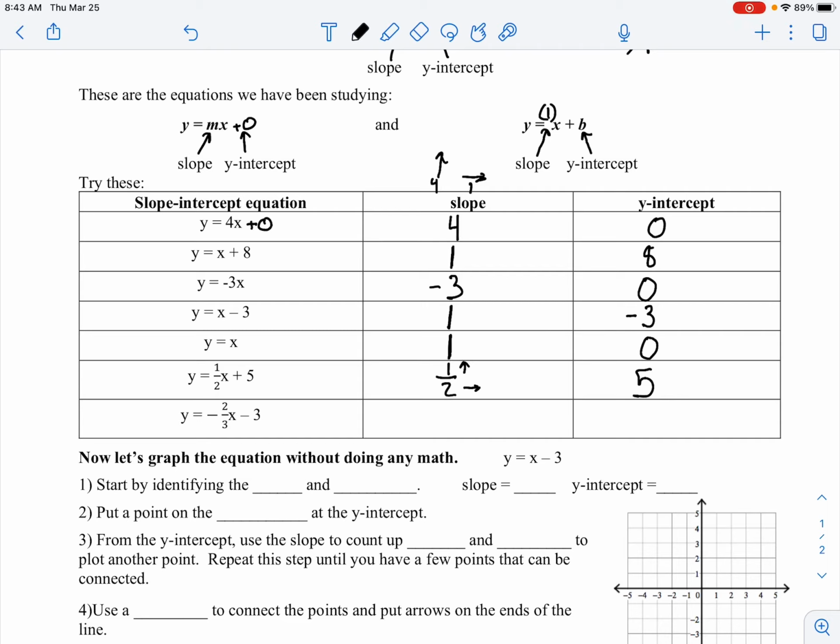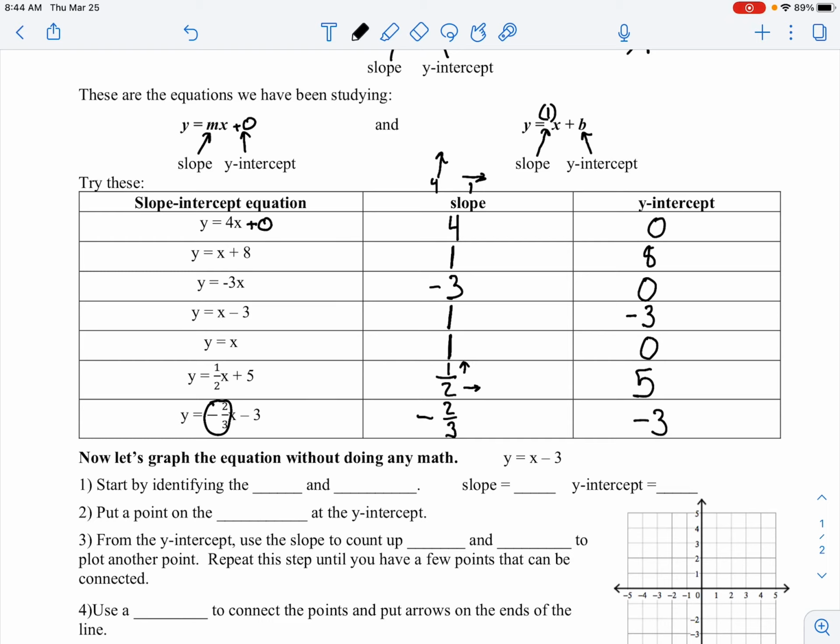And then y equals negative 2/3 x minus 3. So remember, pause, give it a try, tell me the slope and y-intercept, and then check to see how you did. So our slope here, our m out in front of that x, is negative 2/3. Don't forget the negatives with it. It's really important there for slope and y-intercept. And then our y-intercept here, well, it's plus negative 3 or minus 3. So our y-intercept is negative 3.